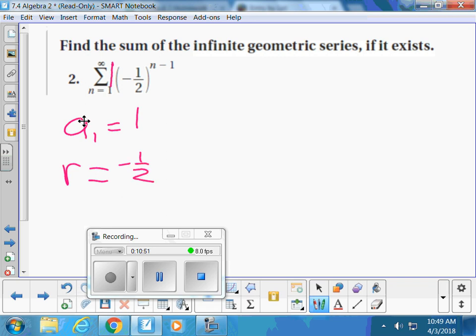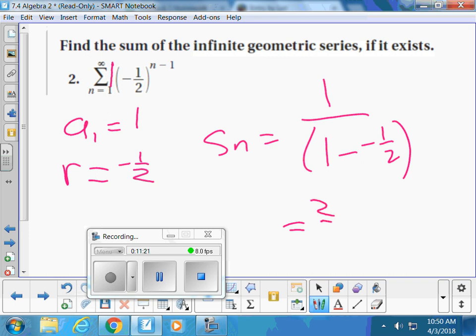Is your R value appropriate size for an infinite sum? Sure is. So let's do this formula real quick. A1 goes on top. 1 minus R goes on bottom. Go ahead and figure out what that is. Two-thirds? Awesome. Yep. All right, we have one last problem to do.